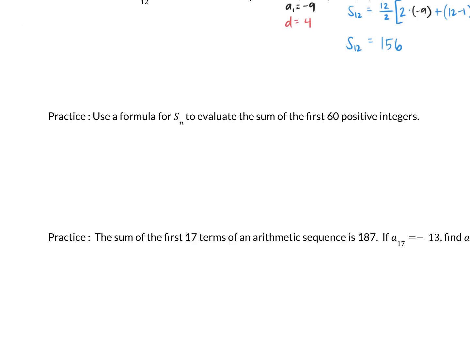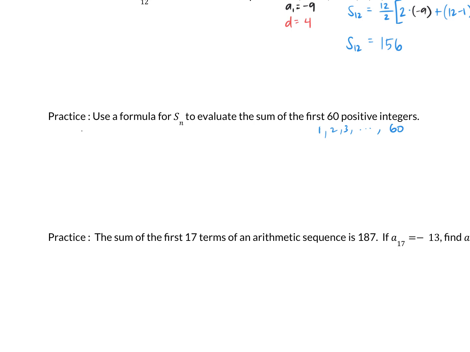Okay, this next one says use a formula for s sub n to evaluate the sum of the first 60 positive integers. So what's the first positive integer? 1, 2, 3, all the way up to what's going to be my 60th positive integer? 60, right? So since I know my first term and I know my last term, which formula would be easier to use this time? The first one. It's a little bit shorter. It's a little bit easier.